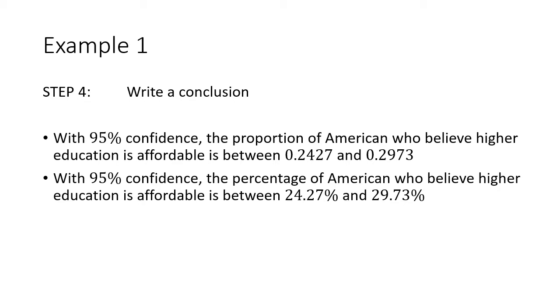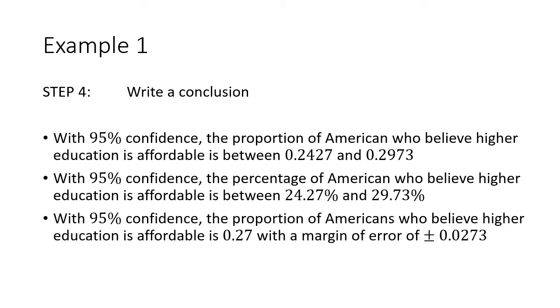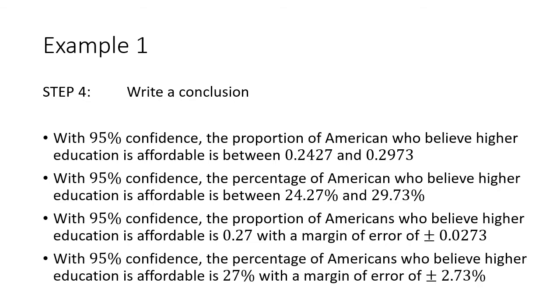The other way we could write our conclusion is using our point estimate and the margin of error. So with 95% confidence, the proportion of Americans who believe higher education is affordable is 0.27. That was our point estimate. And then we just include our margin of error at the end, and our margin of error would be 0.0273. And similarly, a lot of times you'll see that converted to percentages because they're more comfortable for us to deal with. So with 95% confidence, the percentage of Americans who believe higher education is affordable is 27%, but we do have a margin of error of 2.73%.